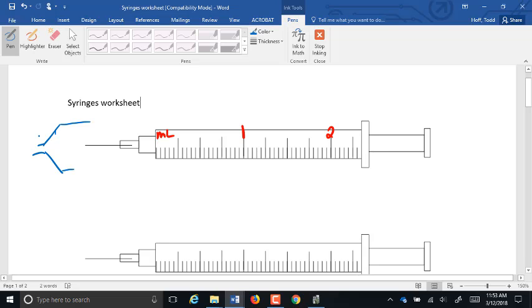So a lot of times what we'll do is we'll go to the first labeled marking away from the end of the syringe. In this case, that's the 1 milliliter. And then we'll go to the next one, in this case, the 2. And to figure out what each marking stands for, we first look at that range, 1 milliliter to 2 milliliters. Well, we're going to subtract. 2 milliliters minus 1 milliliter is 1 milliliter total. So we have a volume of 1.